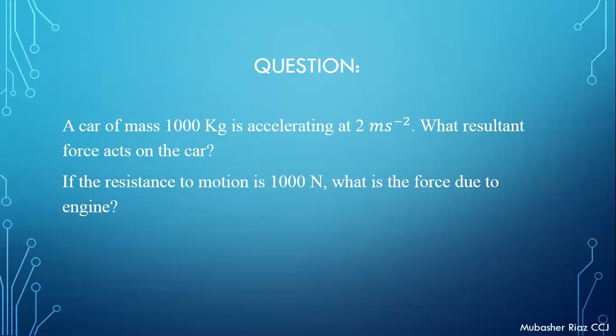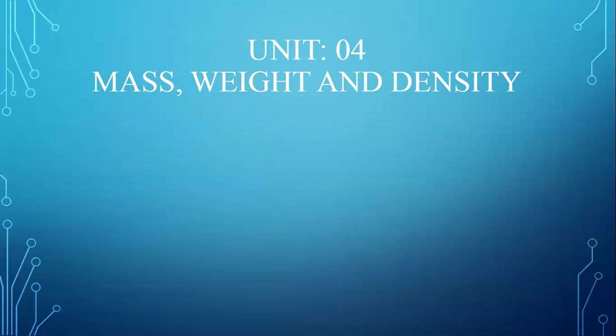Now we are going to start our next chapter, unit 4, which is about mass, weight, and density. In this unit, we will discuss these three physical quantities: what is mass, what is weight, what is the difference between mass and weight, and also what is the relation between mass and density. So first of all, what is mass?